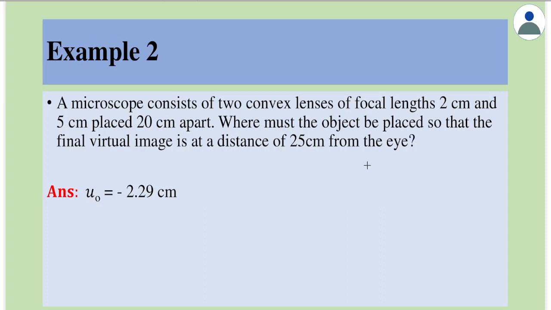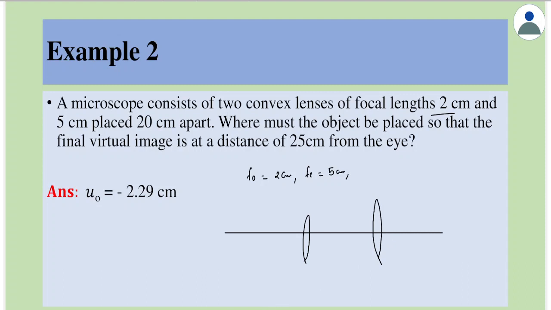We learned that the focal length of eyepiece is greater, therefore here this 2 cm would be the focal length of the objective, which is 2 cm, and focal length of eyepiece is equal to 5 cm. And the distance between them, if you recall the expression, we had two lenses like this. This distance between them was called as length of the tube.